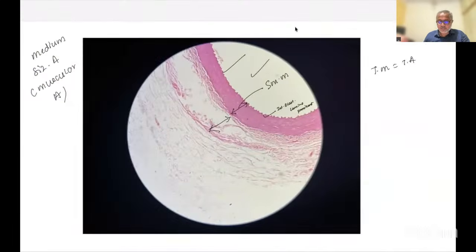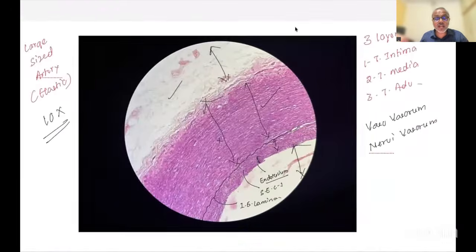How did we identify the medium-sized artery or muscular artery? The tunica media and tunica adventitia both are of the same thickness. How did we identify the large-sized artery or elastic artery? The tunica media was the thickest layer.